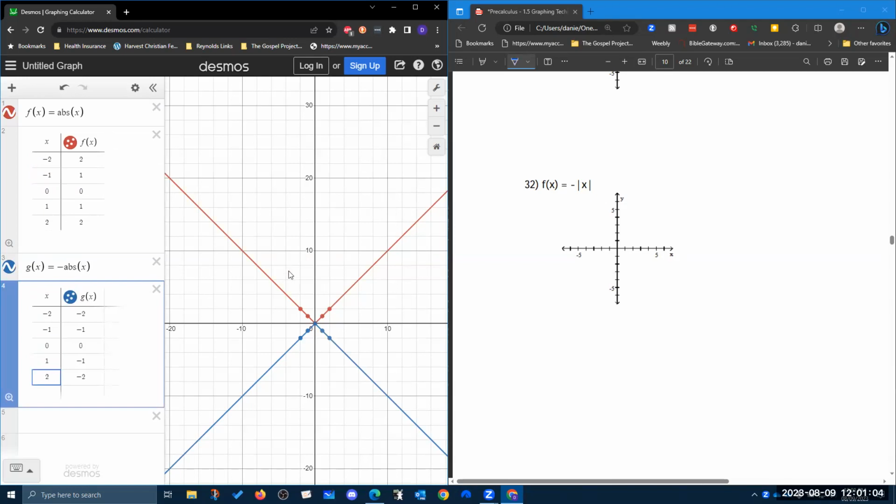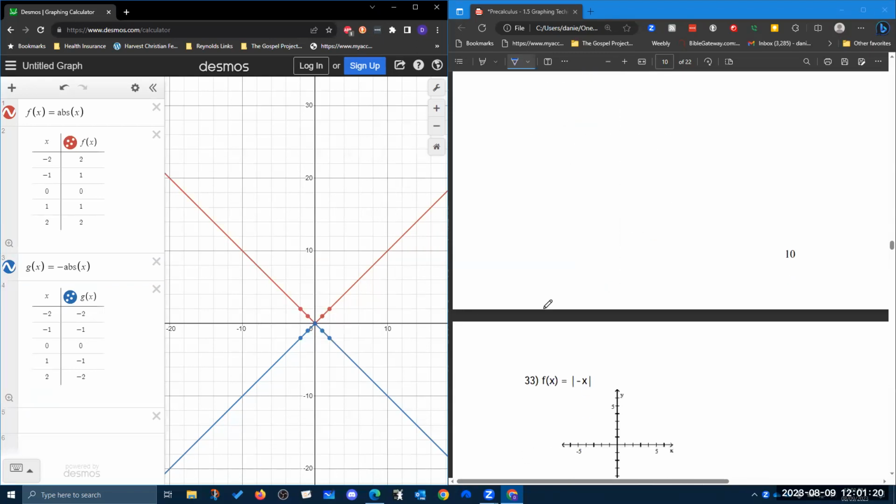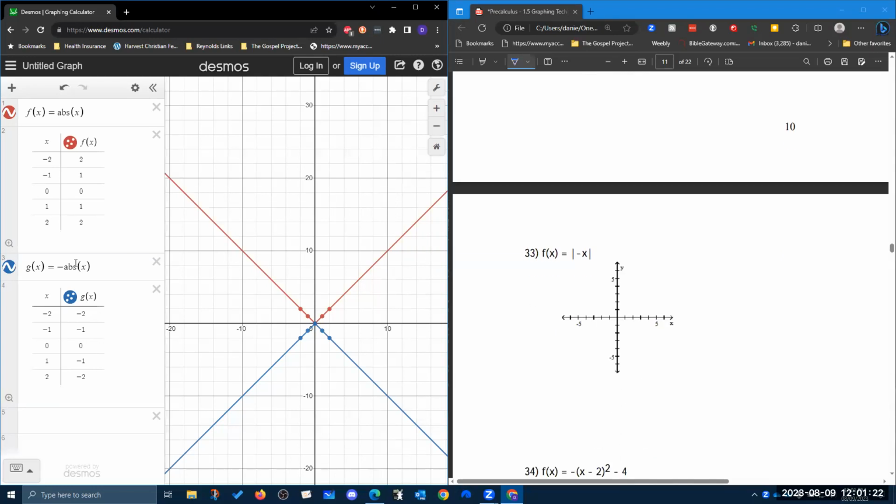Okay. And you're going to see that, again, the y values have become negative when we go from red to blue. All right. Let's try that now by putting the negative on the inside. And we're going to see that blue is going to lie on top of red, again, because it's an even function.